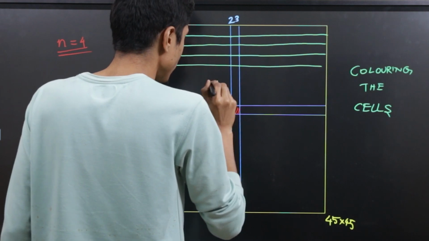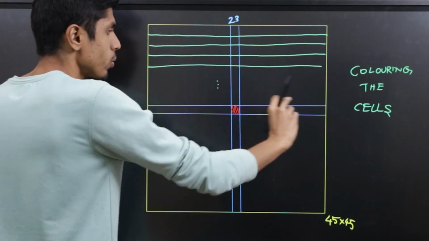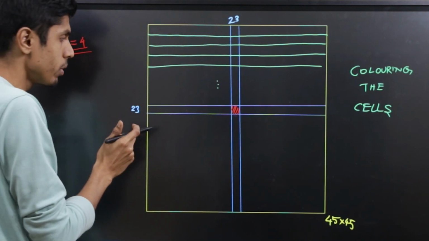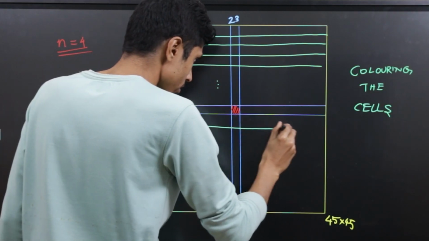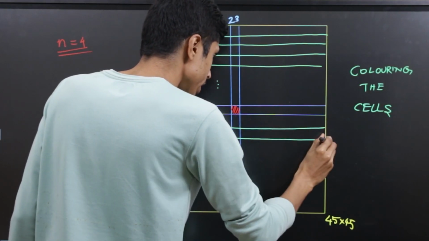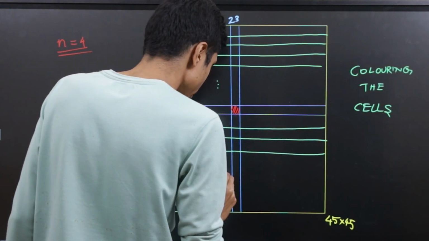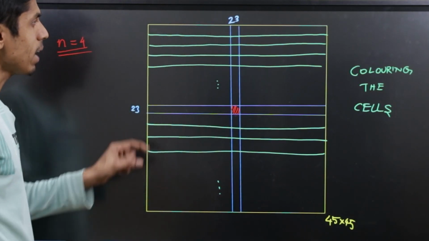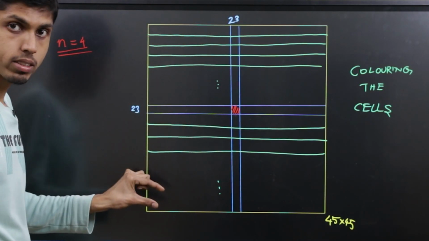So in fact, we have 22 rows before the middle row, and the 23rd would be the middle row, and you have 22 rows beneath the middle row. I am going to color row wise.